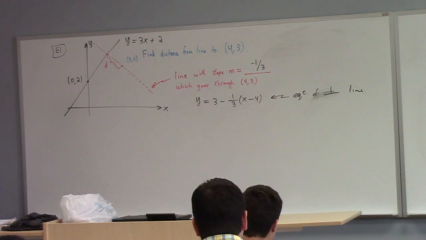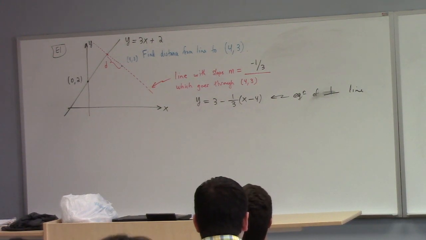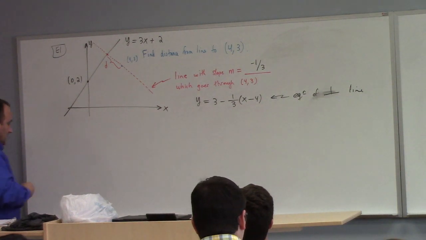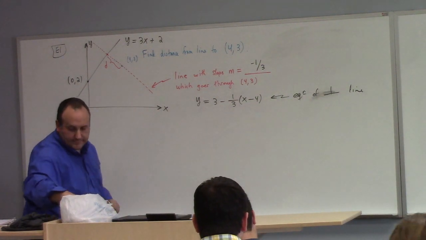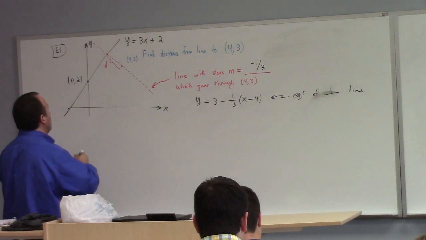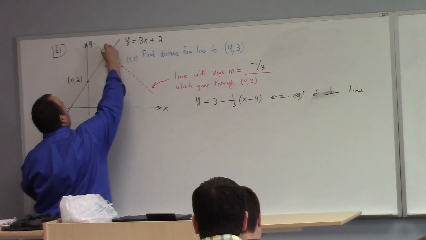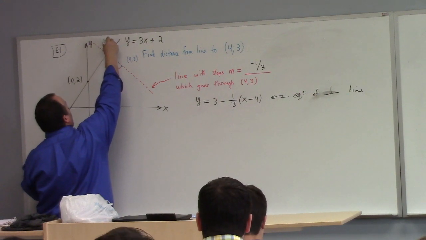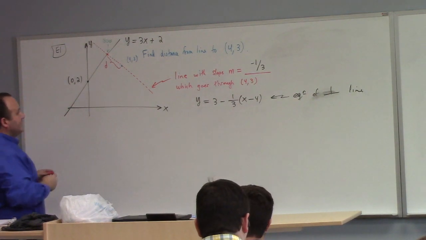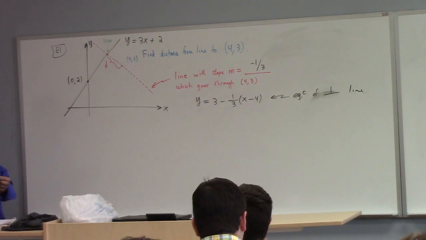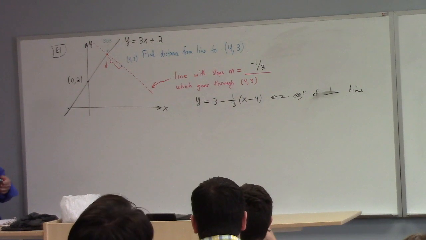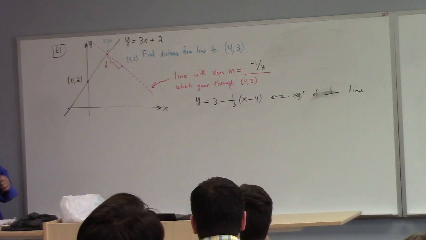How do I find the point of intersection now? Let me give it a name. Bob. How do you find Bob? Where does Bob live? The intersection, what does that mean?